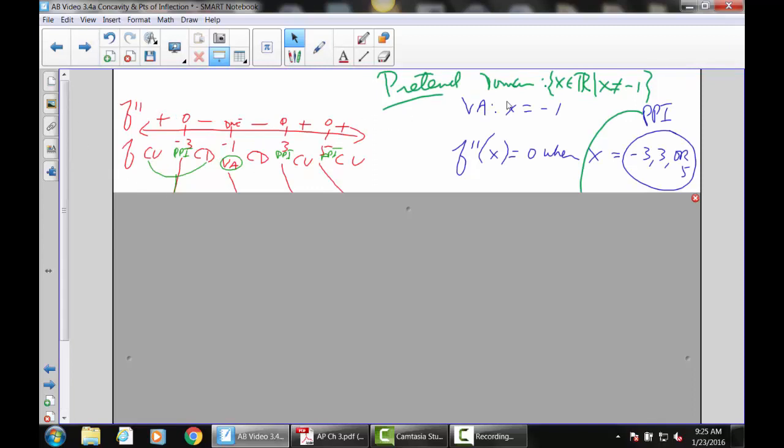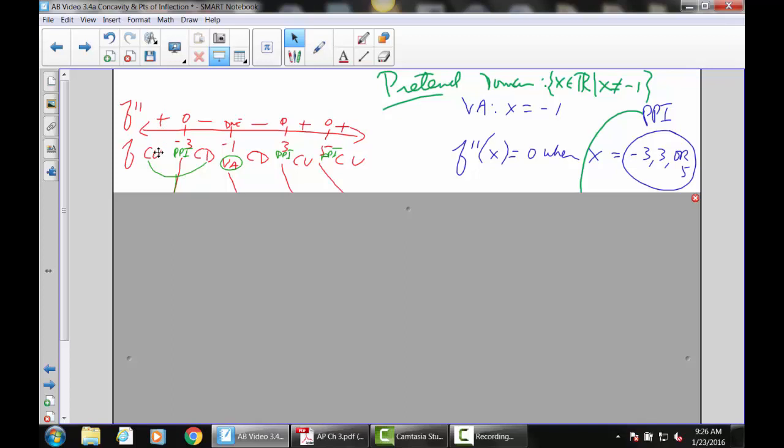Let's pretend we have a function whose domain is everything except -1. It has a vertical asymptote at x equals -1. And let's pretend that when we solve the equation second derivative equals 0, we got possible points of inflection, or crucial numbers, of -3, 3, and 5. So we put that all on a number line. There's our -3, 3, and 5 crucial numbers. There's our vertical asymptote. I'd write that underneath right away. And let's pretend that when we plugged in numbers in each of these areas, we got positive, negative, negative, positive, positive for the second derivative.